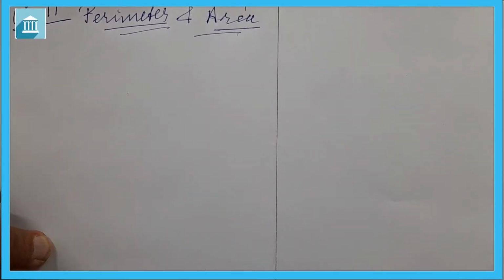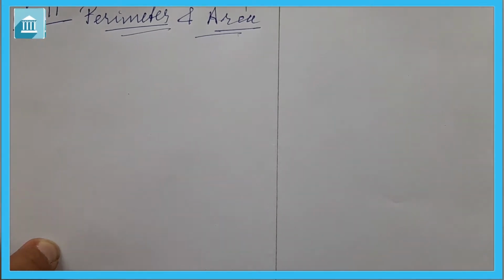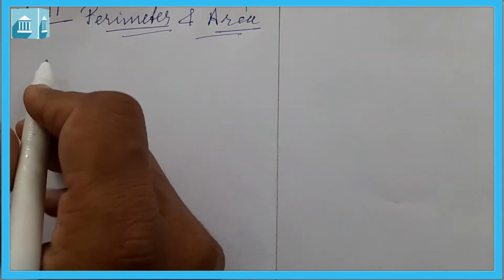Jai Vigyan, dear student. Today in this session we are going to learn a new chapter, chapter 11, perimeter and area. Till 6th standard you had learned a lot regarding perimeter and area. Let us first revise what is perimeter and what is area. Let us begin with the perimeter and area of square and rectangle.